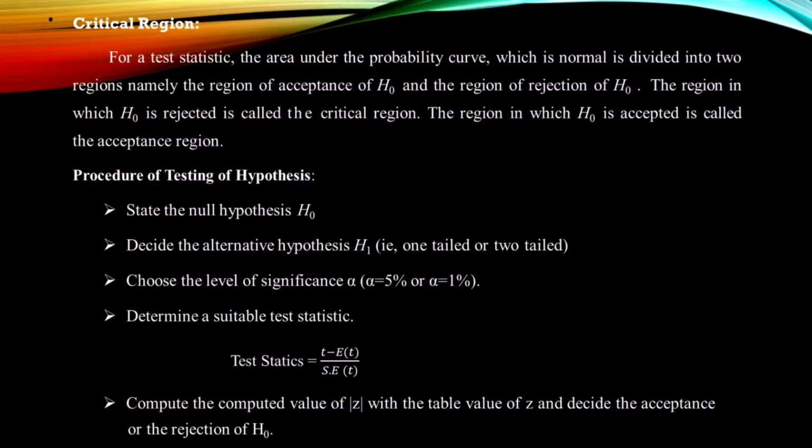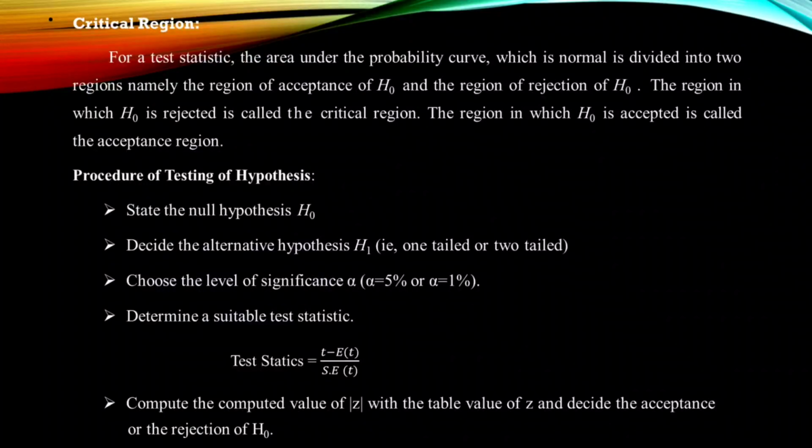Now let us see what is critical region. For a test statistic, the area under the probability curve, which is normal, is divided into two regions, namely the region of acceptance of H naught and the region of rejection of H naught. The region in which H naught is rejected is called the critical region. The region which is accepted is called the acceptance region.